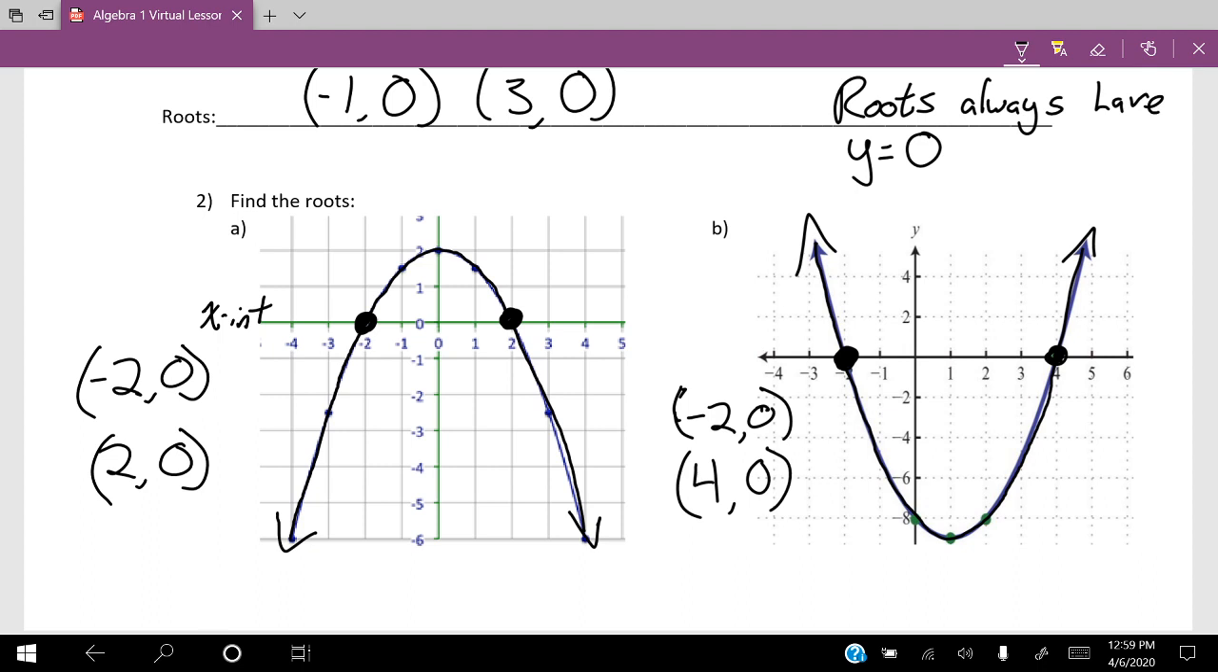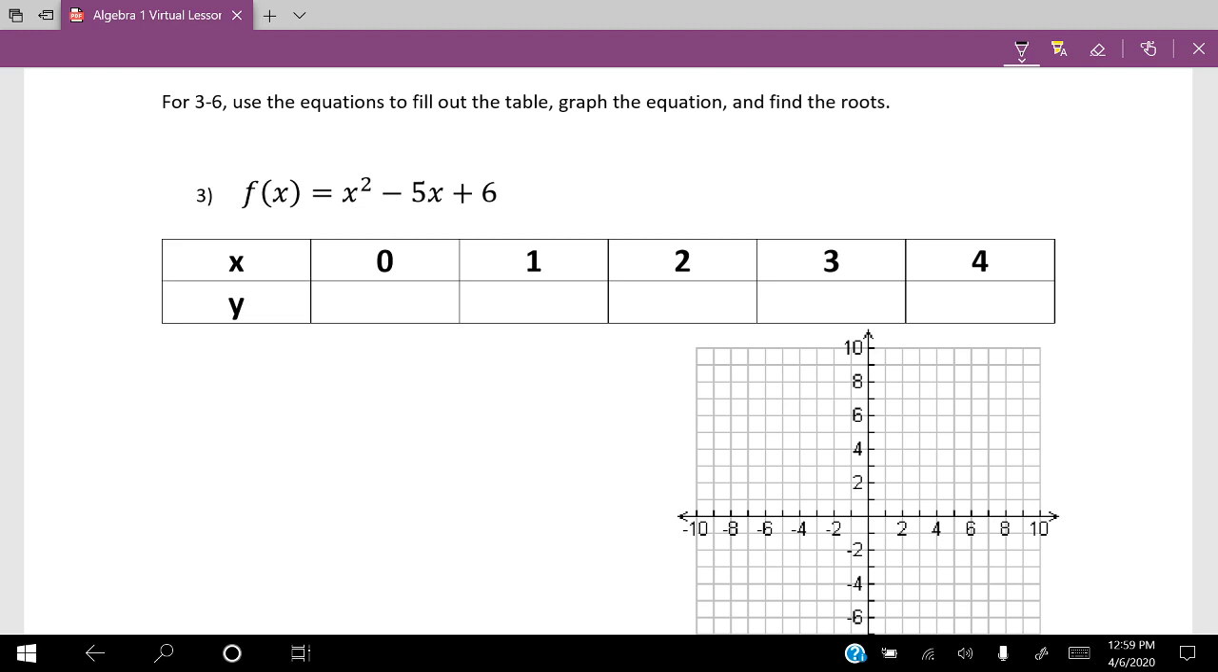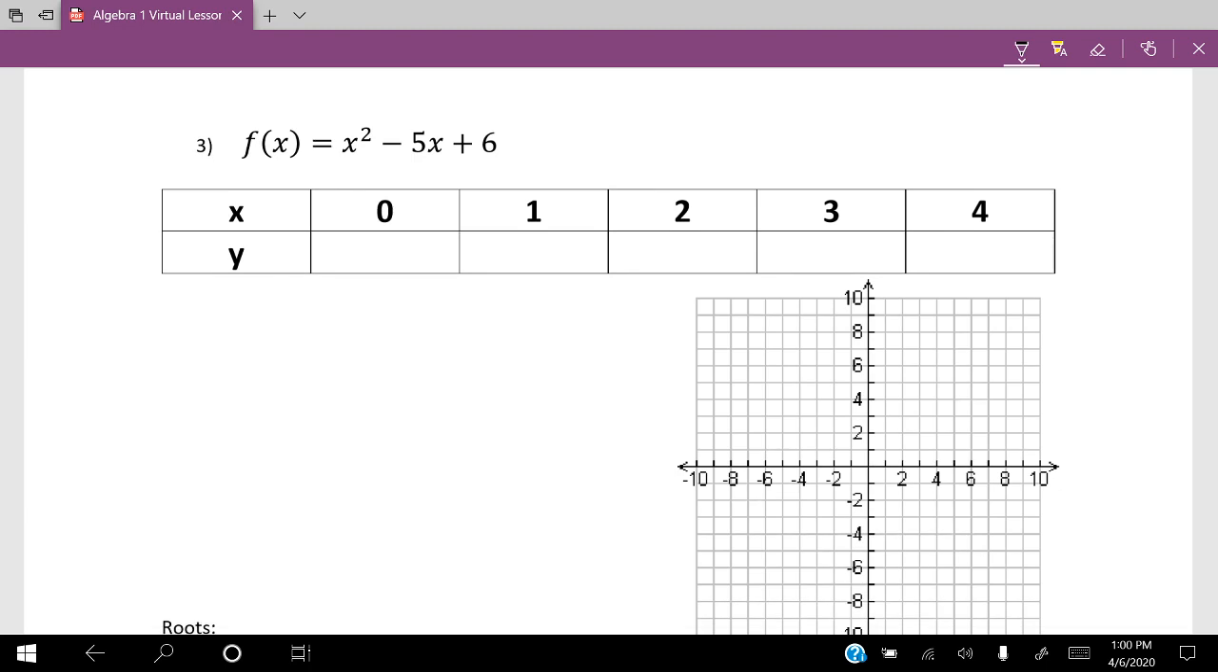Good. All right. So our last one that I'm going to do with you for today is number 3. Now, for number 3 through 6, you're going to use the equation to fill out the table, graph the equation using the table, and find the roots. I wrote 3 through 6 so that your tables show all of the roots and your graphs can be graphed correctly. So I noticed that I have this really nice equation right here: f of x equals x squared minus 5x plus 6.